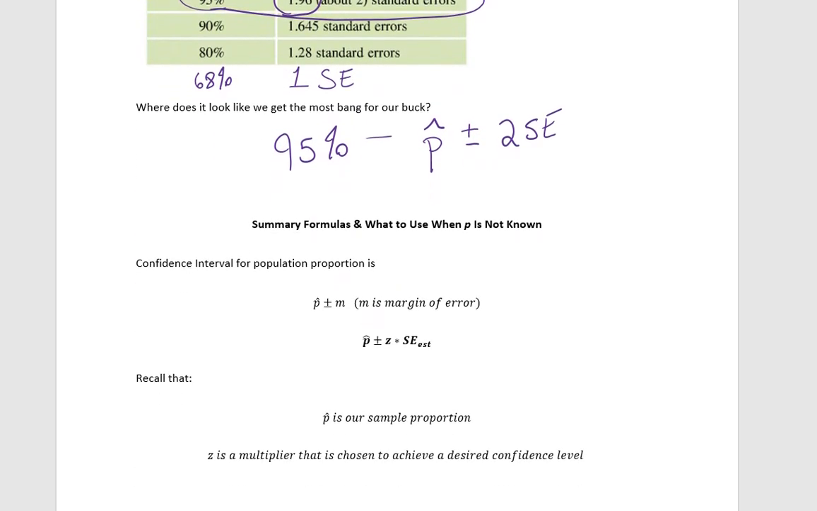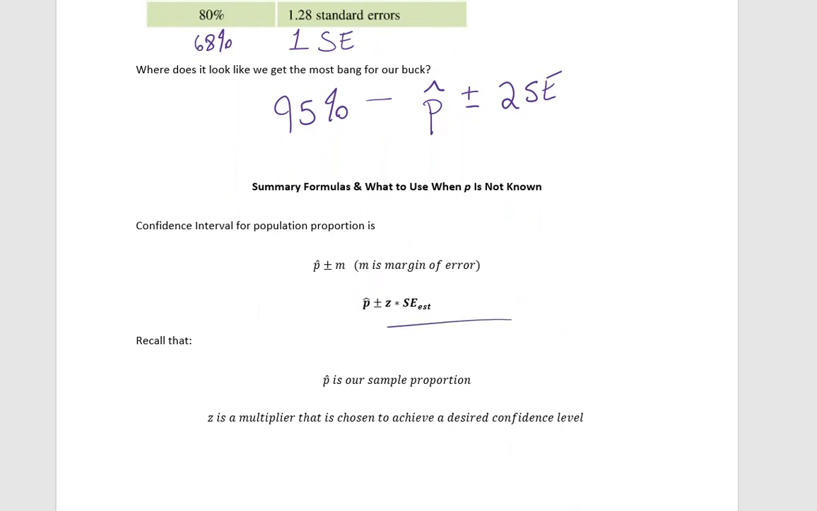Just as a little summary, it's p hat plus or minus the margin of error, so about how far off in percentages you're going to be. And that is plus or minus, you'll see this in the book, they call it z. Remember, z is how many standard errors you are away, times the standard error. Usually that's going to be about 2.